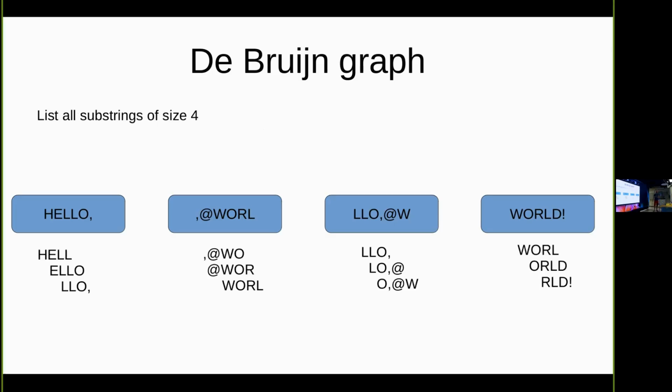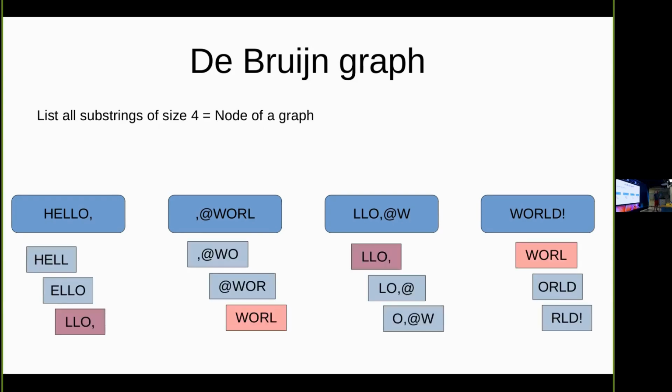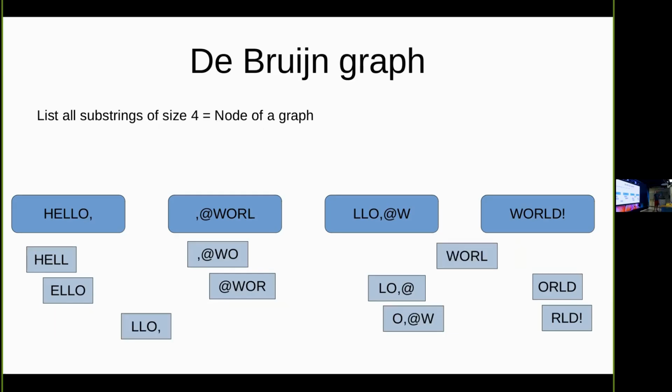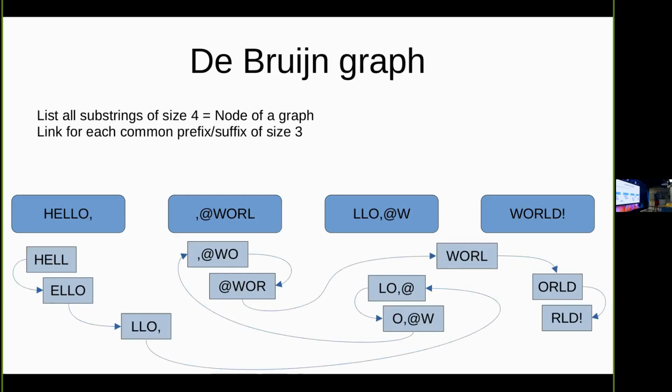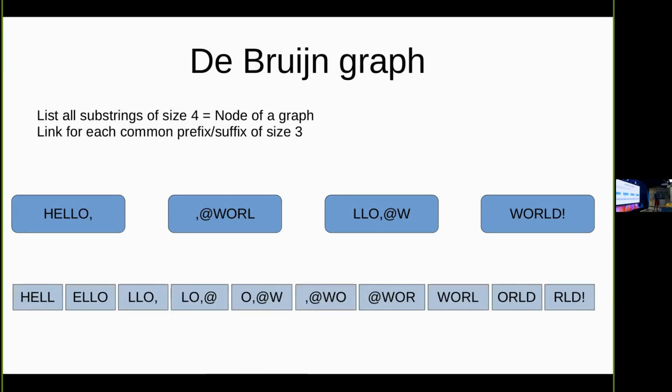So if we go over this example again, we list all the substrings of size 4, then make those into nodes, remove, of course, the duplicates, and then add the edges. Now, to get your sentence, you just have to go through the graph. So I think it was pretty easy, even compared to the previous methods.